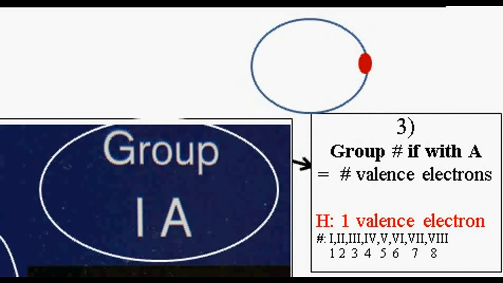What you have to know is, whenever you see a group number with an A, you take the group number and say this is also the number of valence electrons. For instance, oxygen is in group number 6A. That tells you that oxygen has 6 electrons on the outermost shell. That is 6 valence electrons.